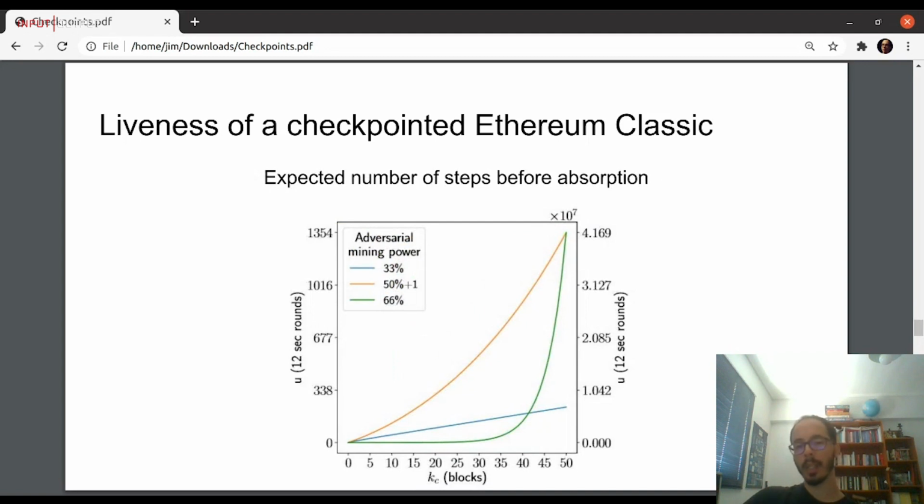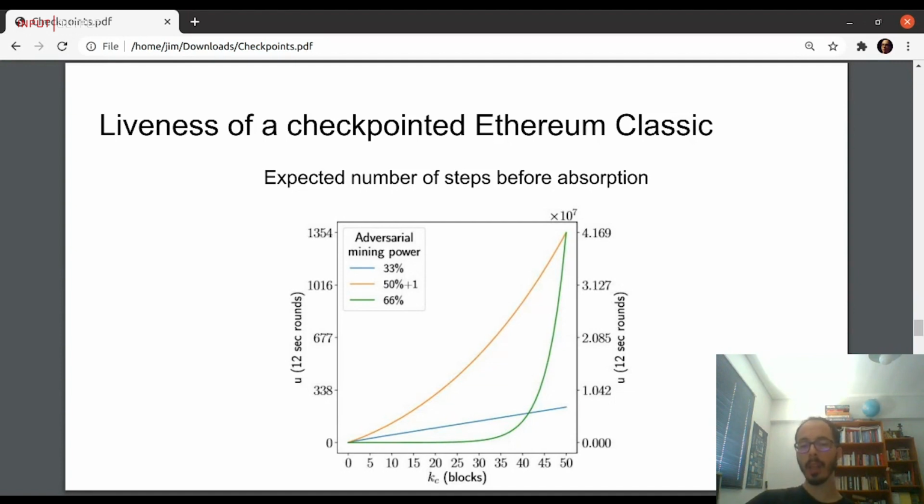Now, the second metric that we are interested in is how much time you have to wait before liveness is guaranteed, before we reach the absorbing state. And here we look into this number for 3 adversaries. First, a minority adversary, which has 1/3 of the power. Second, a majority adversary with 50% plus 1. And then a third, a supermajority adversary, who has 66% of the mining power.